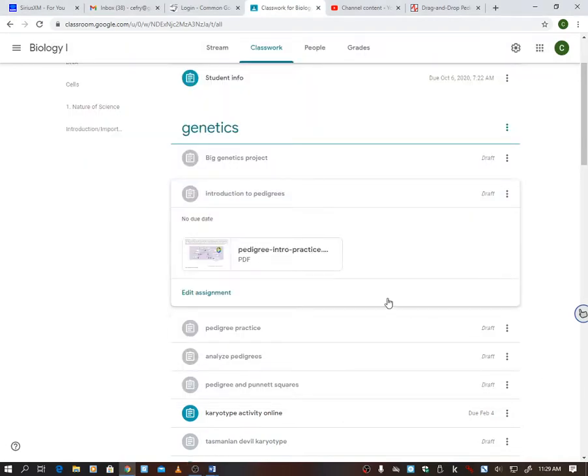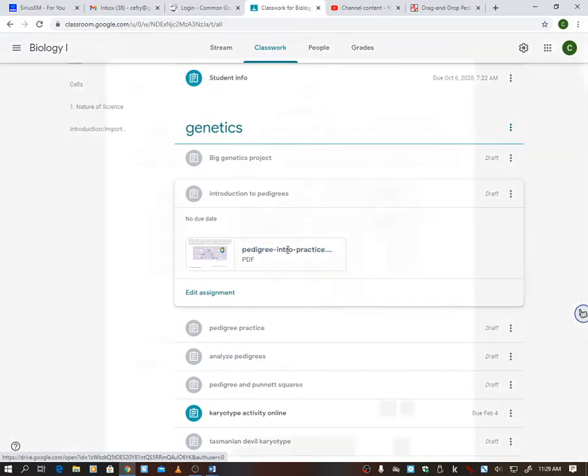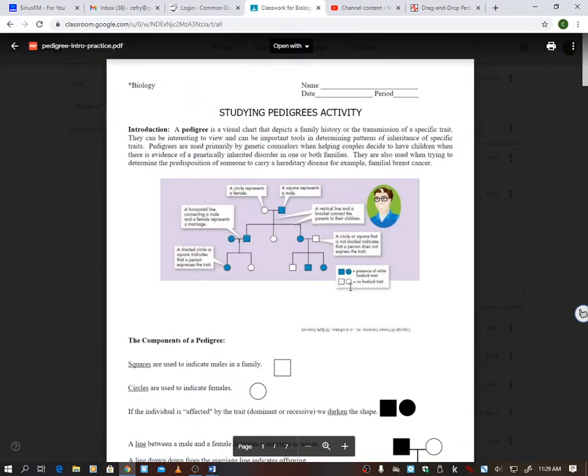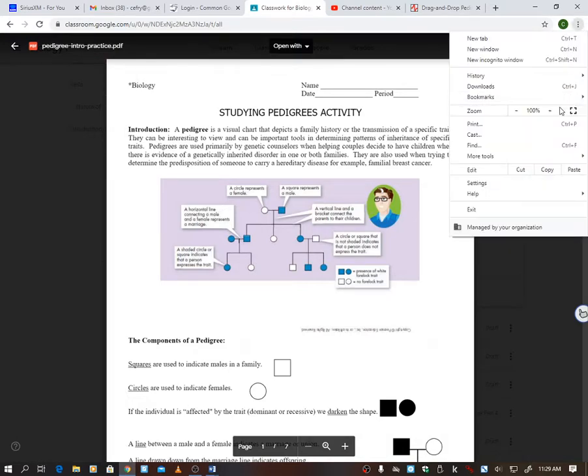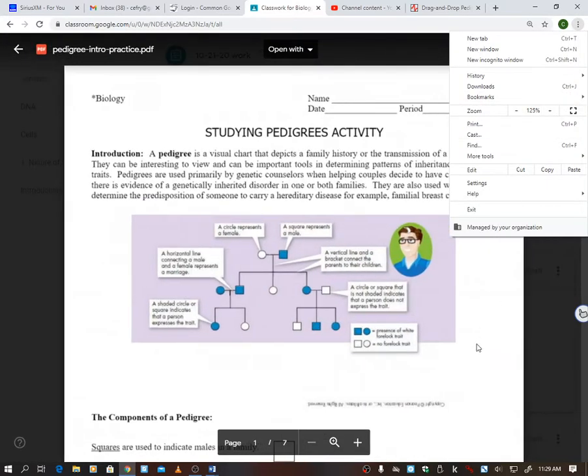Hello, we are going to look at pedigrees today. It's the last real big thing that we'll do in our genetics unit before our big project. So let's look at this activity. Let me make this a little bit larger.